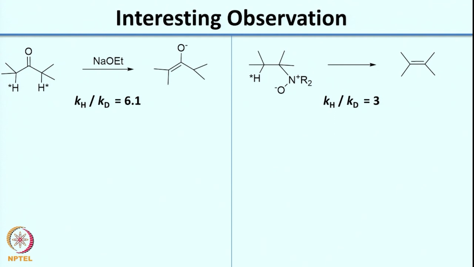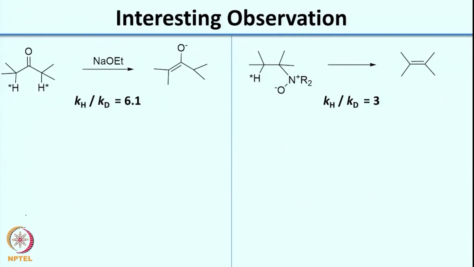So what I want you to do is write the mechanisms for each of these, and think as to why you have a lower Kh over Kd value in this case. As you can see, in both cases you have deprotonation taking place, but in one case the effect seems to be lesser than the other case. So you can go ahead, press the pause button on your video and work out these 2 problems.